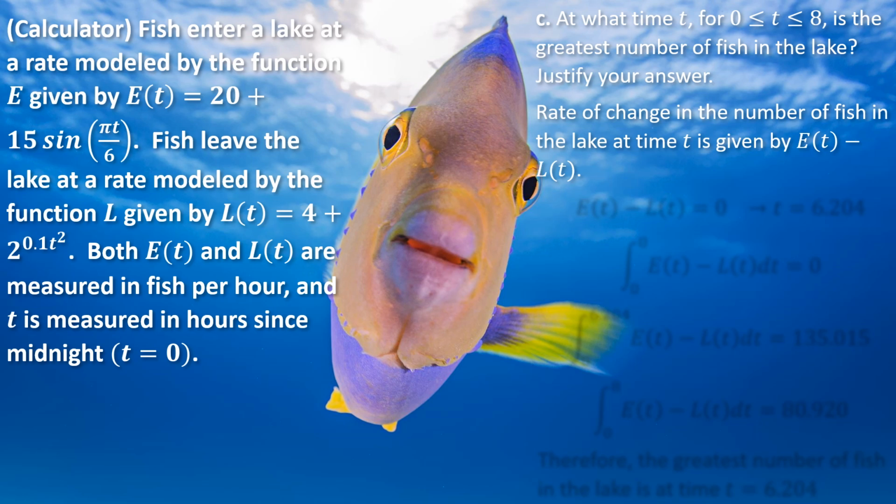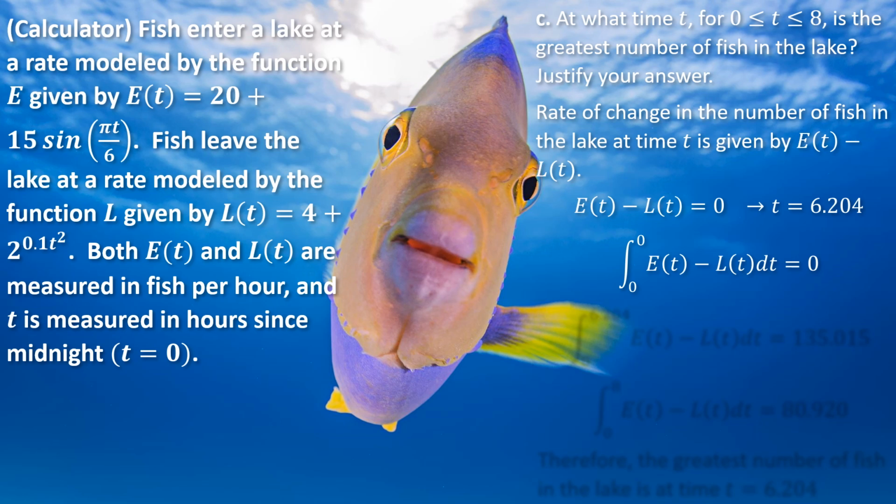So I'm going to start with the critical number. And remember, your critical number is where your derivative equals 0. Since E and L are already derivatives, or already rates, I'm just going to take E minus L and set that equal to 0. I'm going to do a quick solve in my calculator and get t equals 6.204. All right, so now I'm going to check that critical number and check my endpoints. The first endpoint I checked was 0. So I did the integral from 0 to 0 of E minus L. Well, that's just 0, which kind of makes sense because at time t equals 0, nothing's actually happening.